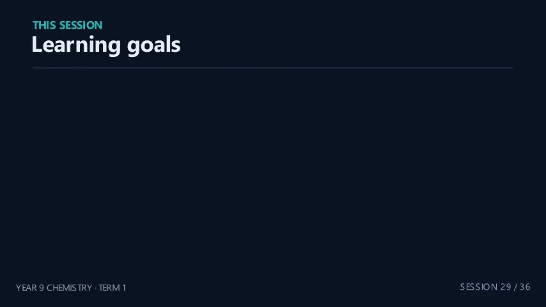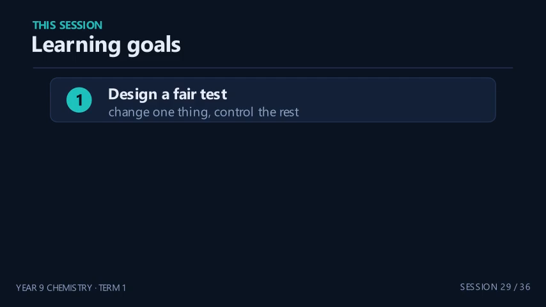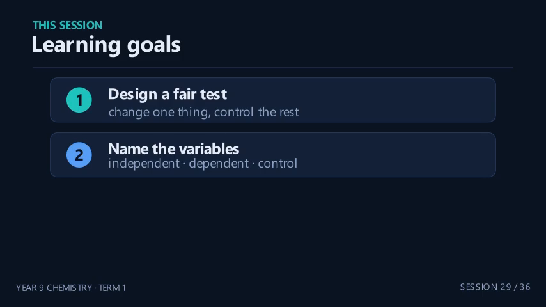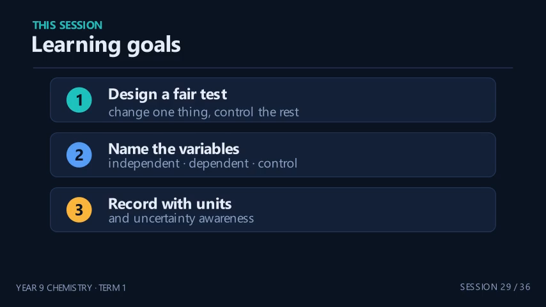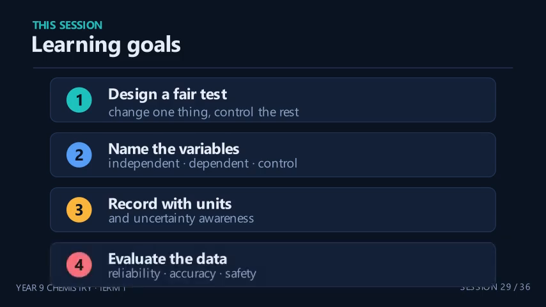First, design a fair comparison of solution pH. Second, identify the independent, dependent, and control variables. Third, record results with units and an awareness of uncertainty. And fourth, evaluate your data for reliability, accuracy, and safety.